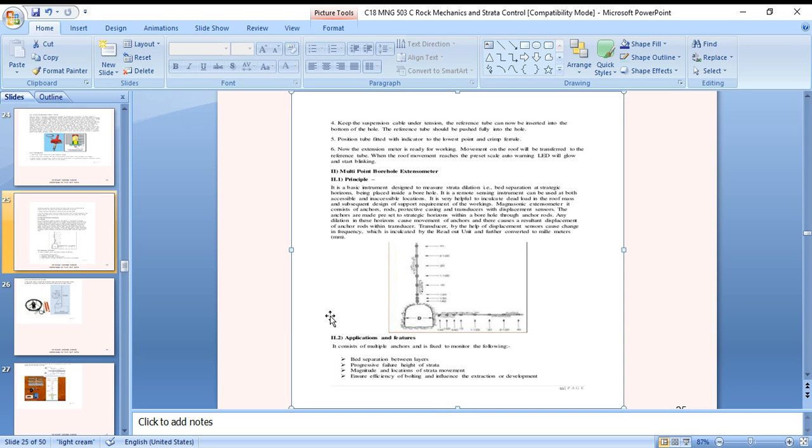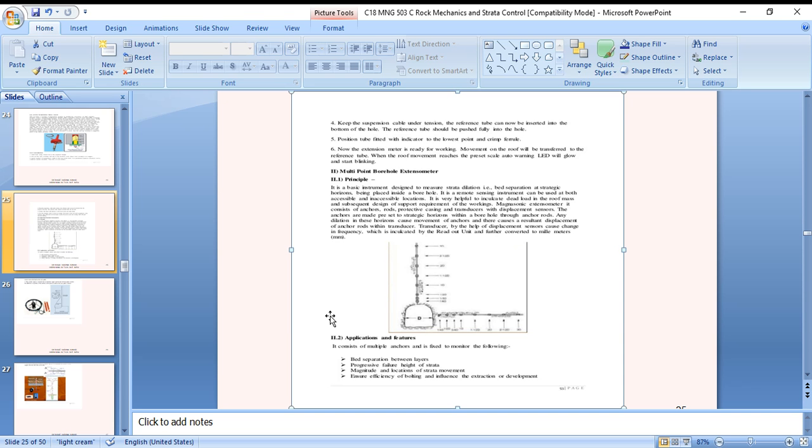The multi-point borehole extensometer is a basic instrument designed to measure the strata dilation and bed separation, with the anchors strategically placed inside the borehole. It is a remote instrument, so it can be used at both accessible and inaccessible locations. It is very helpful in determining dead load of the roof mass and subsequent design of support requirements of the working.